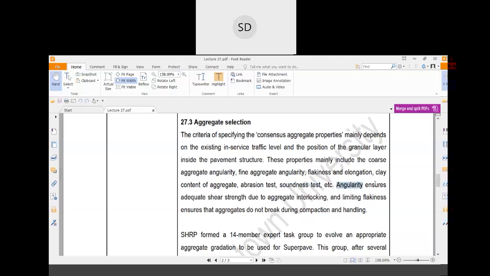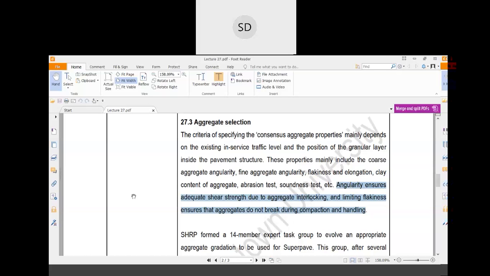Now, angularity ensures adequate shear strength due to aggregate interlocking, and limiting flakiness ensures that aggregate does not break during compaction and handling. So, if the aggregates are angular, in that case, proper shear strength would be developed in the aggregate because of the interlocking properties. And if you limit the flaky and elongated aggregate, whenever load is applied over the aggregate, it will not break. The aggregate will not break.